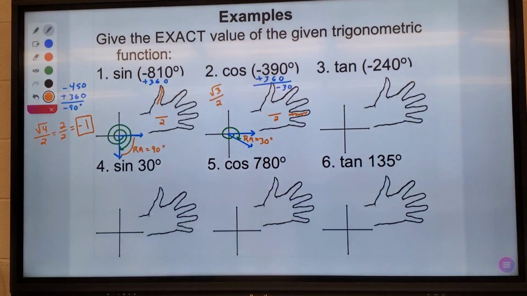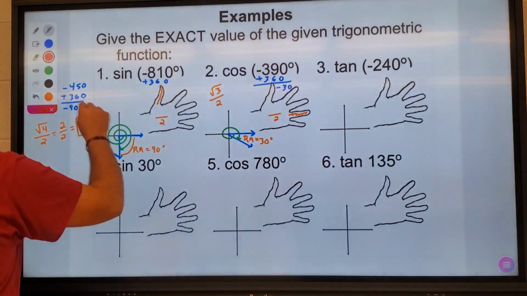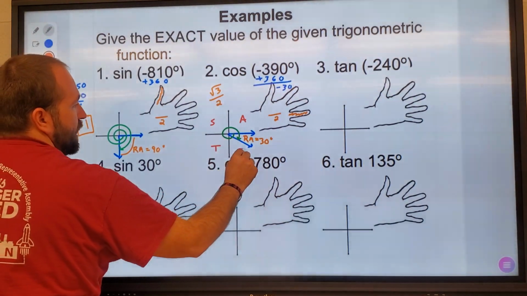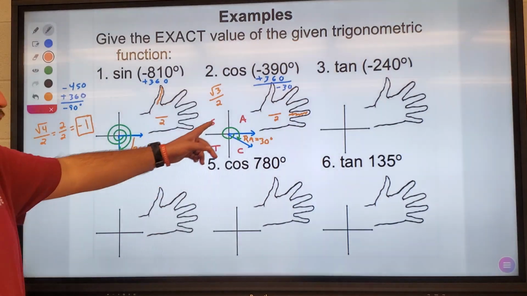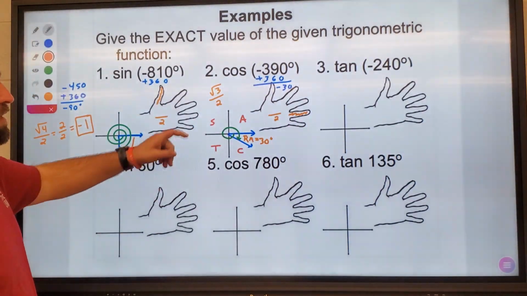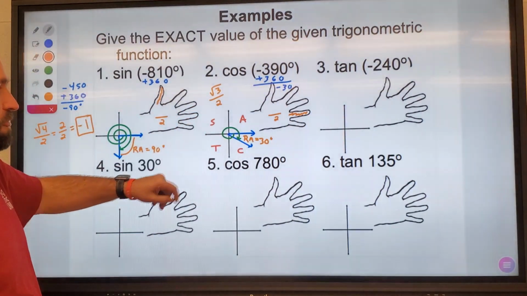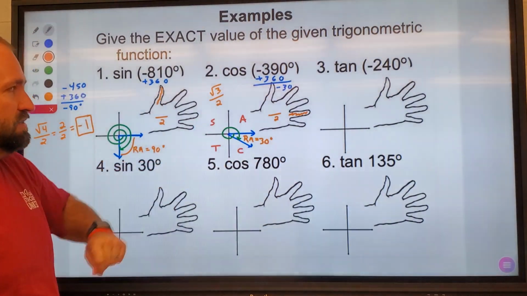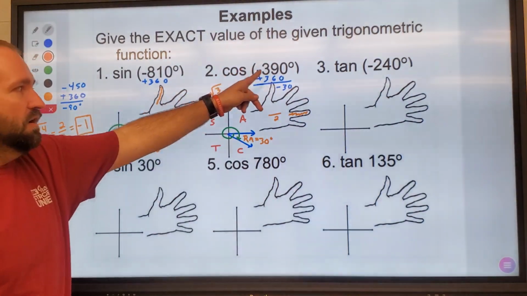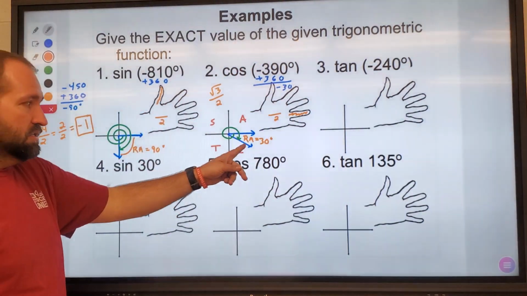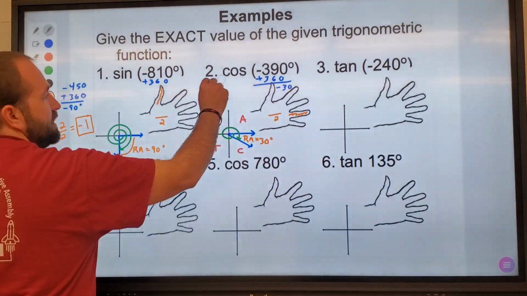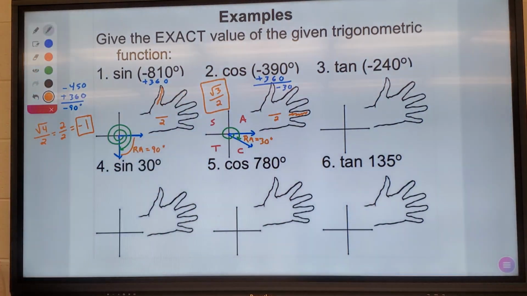I then need to check my sign. All students take calculus. All functions are positive here. Only sine would be positive here. Only tangent is positive here. Only cosine is positive here. We are taking the cosine of this value. So because it's cosine and it's in quadrant 4, then this is my answer. It is positive, square root of 3 over 2.